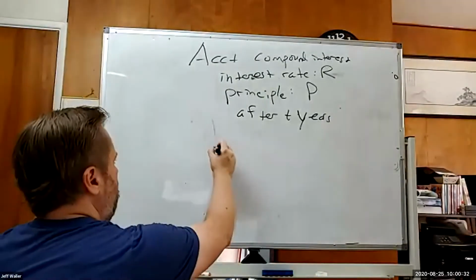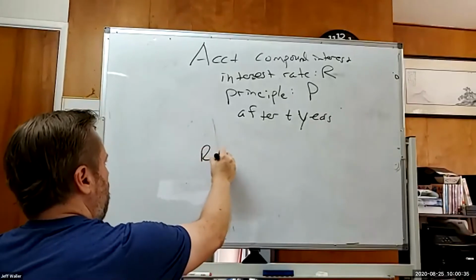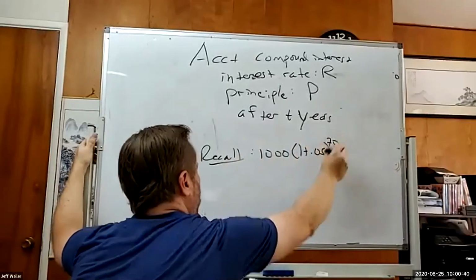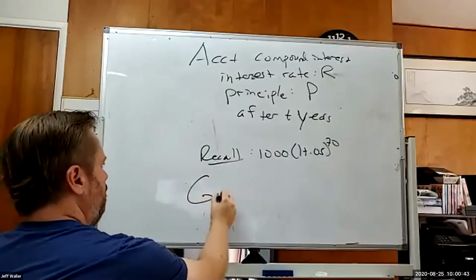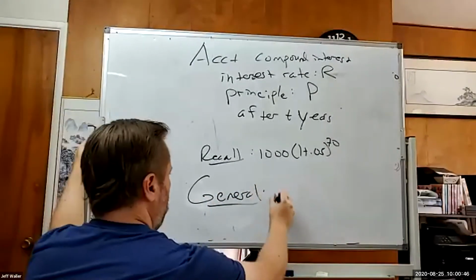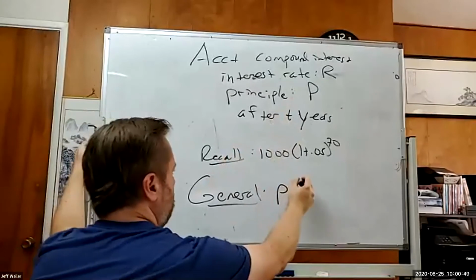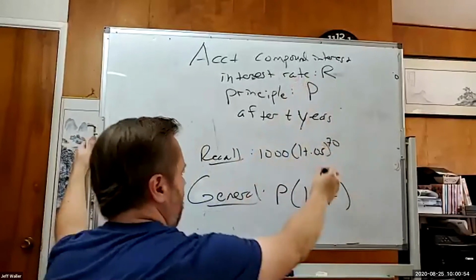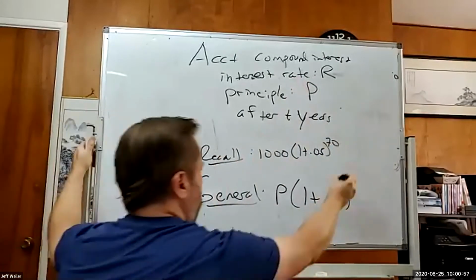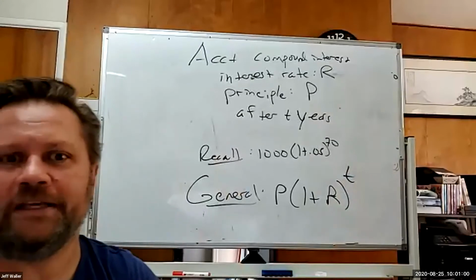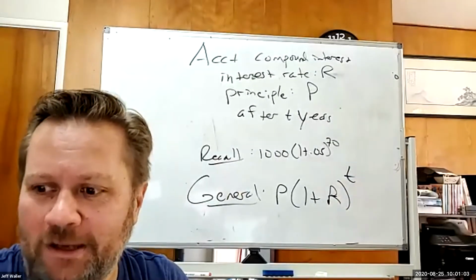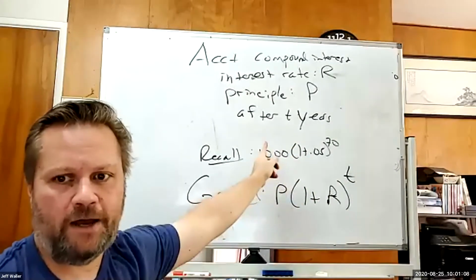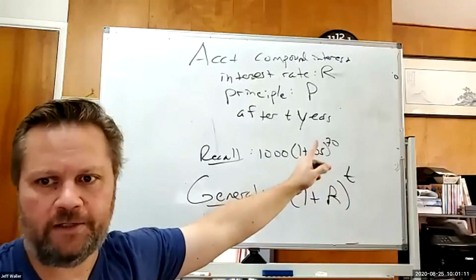So it'll be, what did we do? We did it, recall, 1,000 times 1 plus 0.05 to the 70th, right? So in general, it's going to be the principal, the amount of money we put in, times 1 plus R, where R is a decimal, to the T. Stay with me, please. I want you to really, do you understand how those are the same thing? If P was 1,000, R was 0.05, and T was 70 years, they're the same.